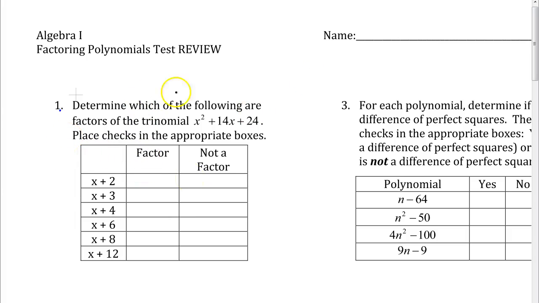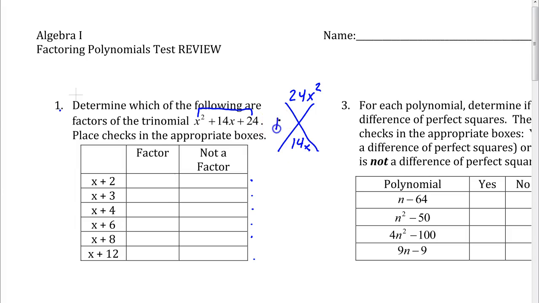So let's get started. Go ahead and factor this trinomial and see which are on that list. So we're going to check every box here, which is important. We've got to put a check in either one, factor or not a factor. And we know, doing this for a while, that there are probably going to be 2 that are factors and the rest that are not. So what 2 numbers multiply to 24 and add to 14?